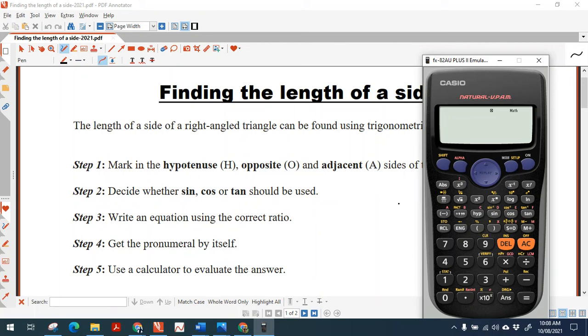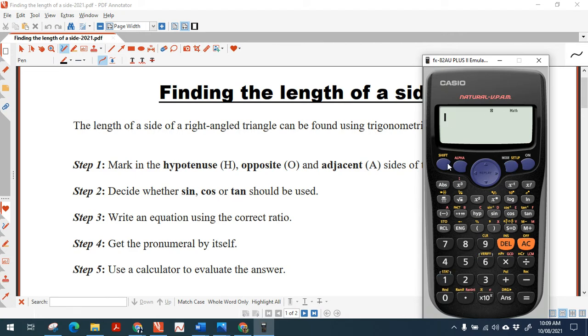Okay, we're going to look at using trigonometry to find the length of an unknown side. And you'll need your calculator. And here are the steps we're going to follow. Now, let's just make sure your calculator's in the right mode first. So, mode 1. So just press mode and then 1.